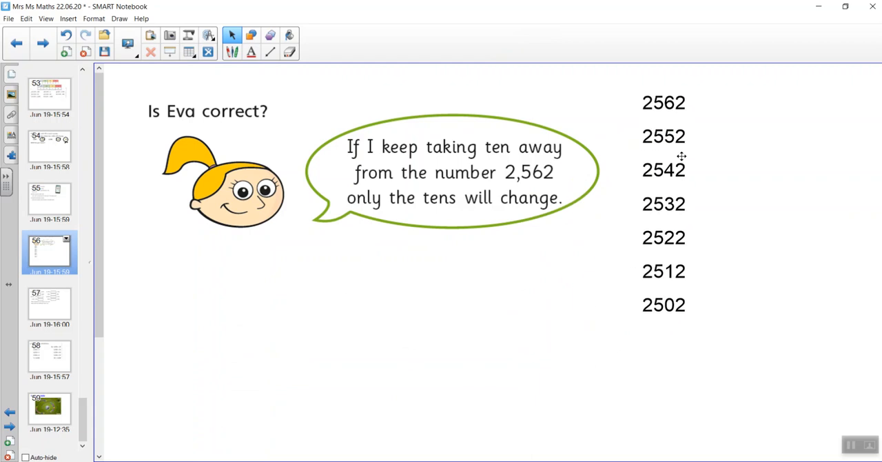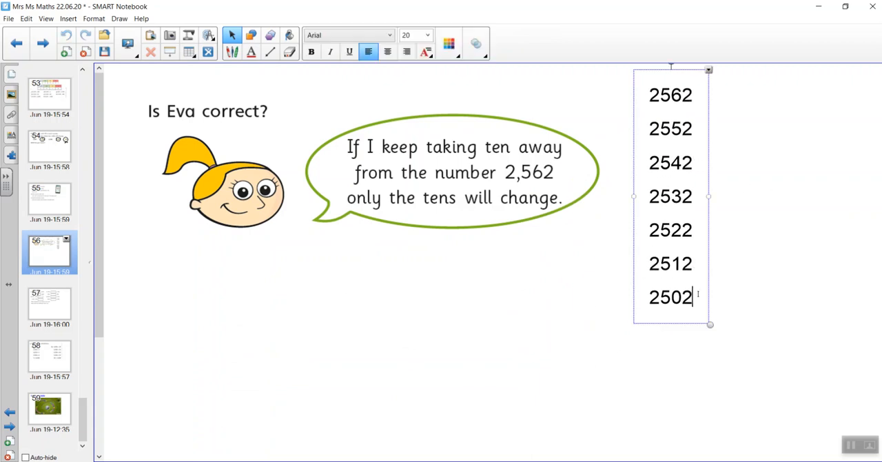What happens next? Let's move that so we can see it. What happens next when I take another 10 from here? What will happen? That's right, I'm going to need to exchange from the hundreds place, aren't I? So it will be 2,492 when I take another 10 away. So Eva says if I keep taking away a 10, only the tens will change. But actually, in the end, the hundreds has to change as well.